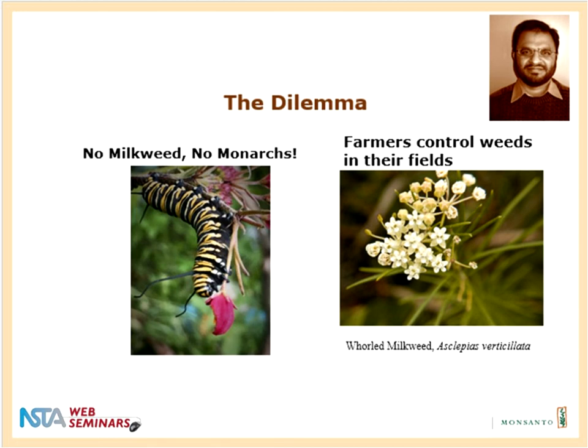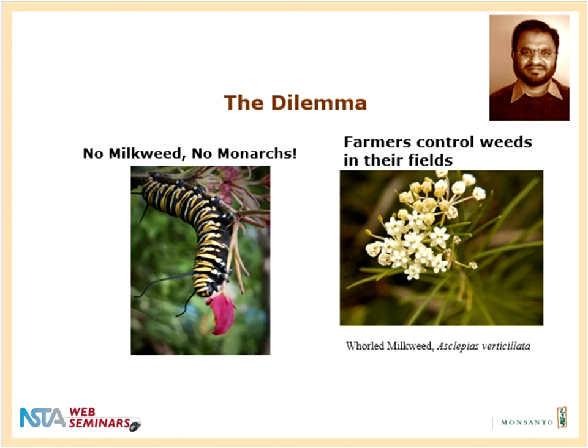But here is the dilemma. The dilemma is that monarchs exclusively feed on milkweeds, and if there are no milkweeds, they don't lay their eggs. On the other hand, farmers don't want to see any weeds on their farms, because they compete with their crops for nutrients, so they want to get rid of all the weeds on their farms.